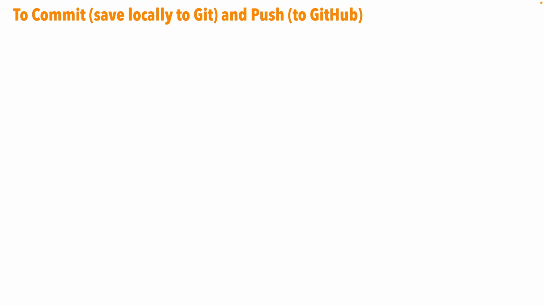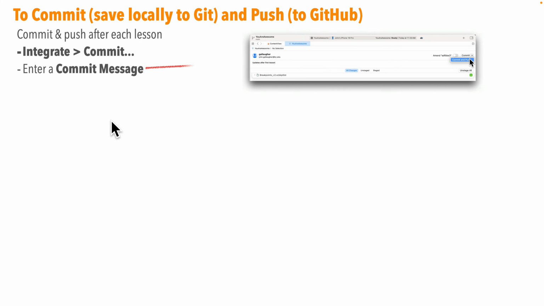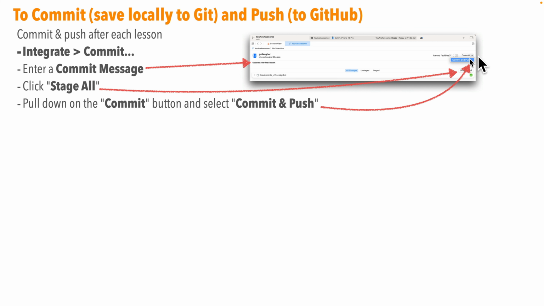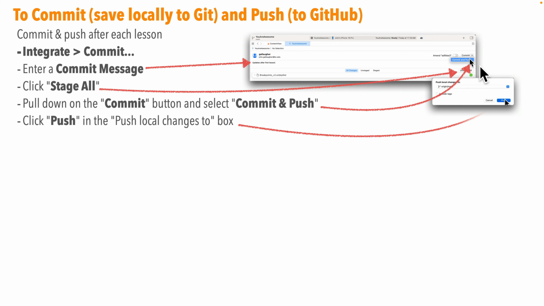So here's your crib sheet to remind you of everything we just learned. So to commit, which means save locally to Git on your Mac and push to GitHub in the cloud, and you want to commit and push after each lesson, you want to select the integrate menu and then commit, enter a commit message, click stage all, pull down on the commit button and select commit and push, then click push in the push local changes to box.